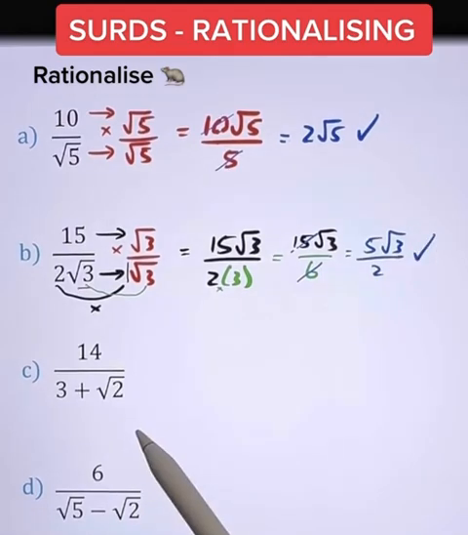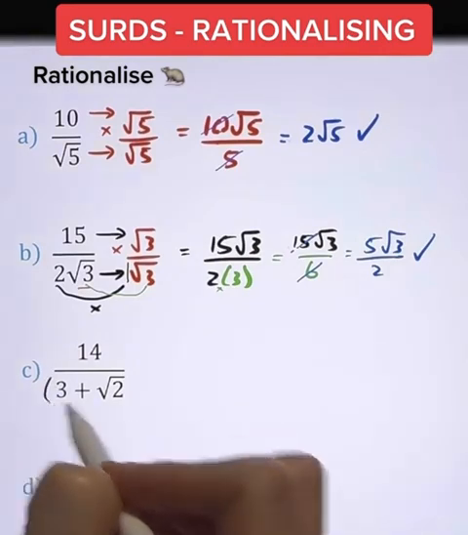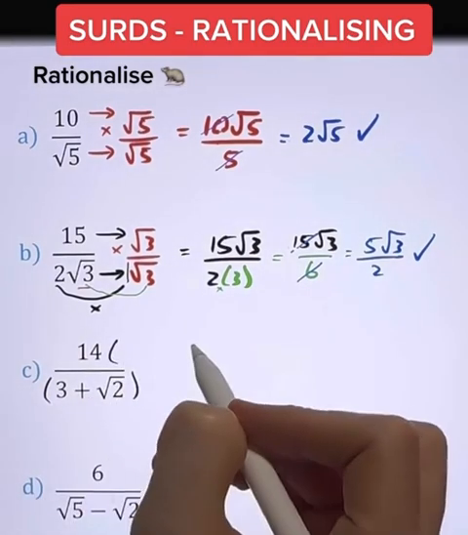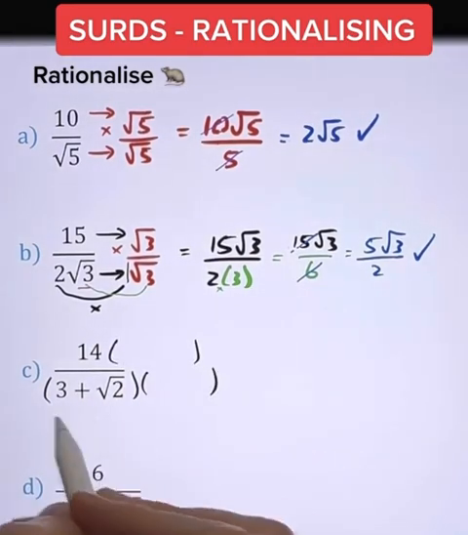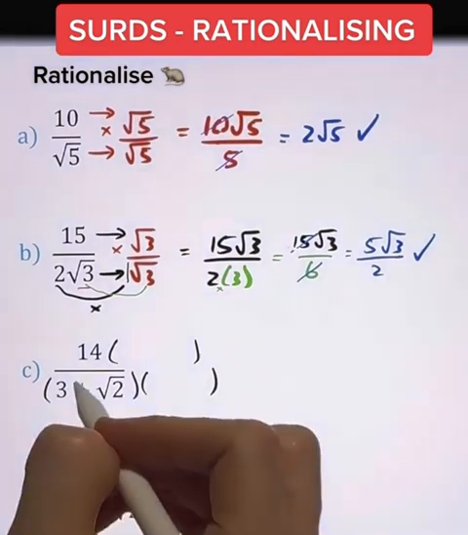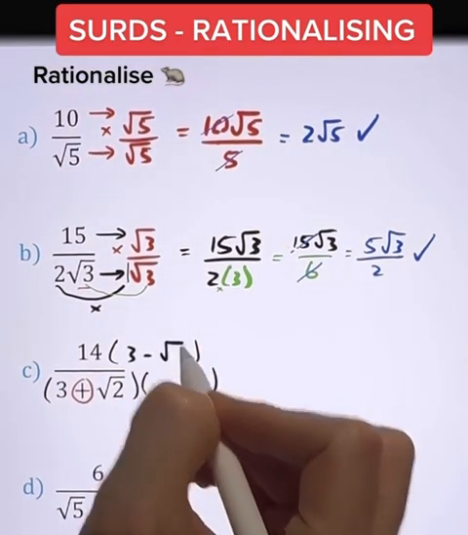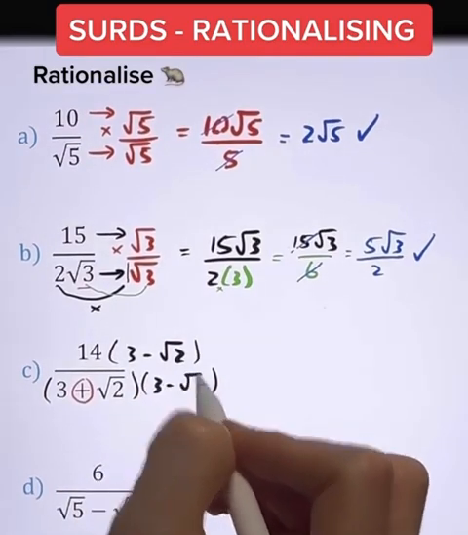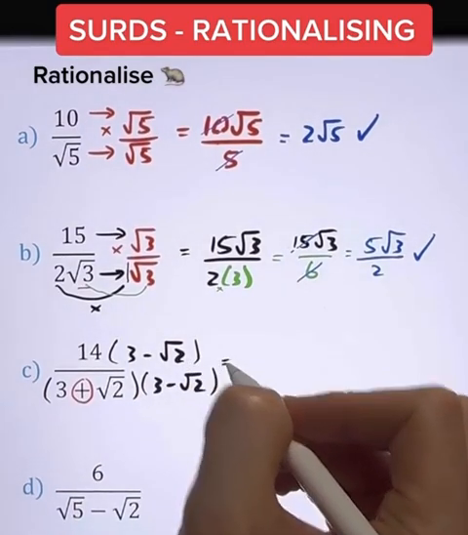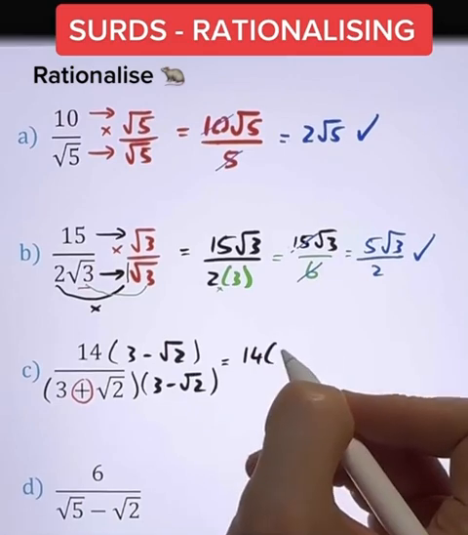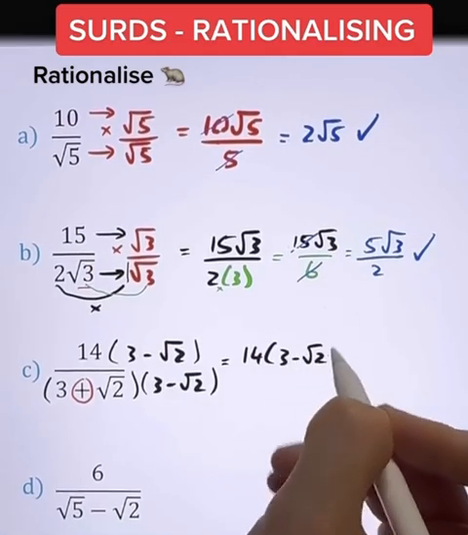For part C, if I'm rationalising and I've got 2 terms in the bottom, I always place that inside single brackets and I multiply the top and the bottom by the same 2 terms as the bottom, but I must change the sign. Hence, in this case, I'm going to multiply the top and the bottom by 3 minus root 2. Leaving the top alone for now, I'm going to leave that as 14 and in brackets 3 minus root 2.